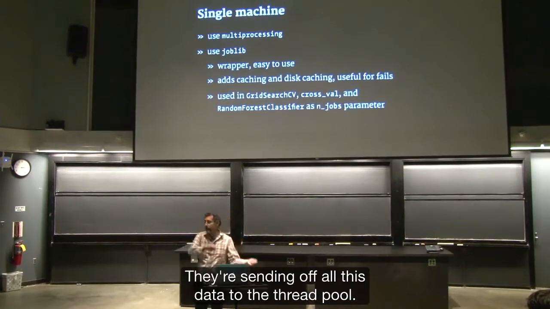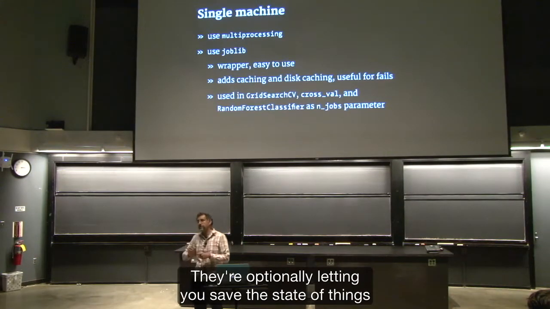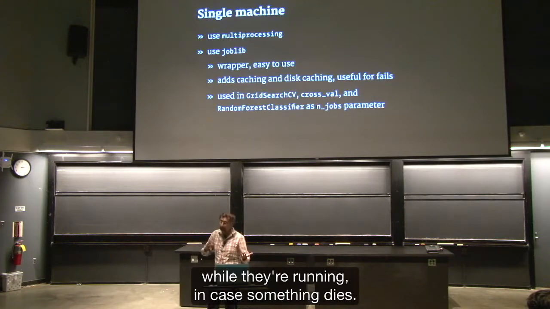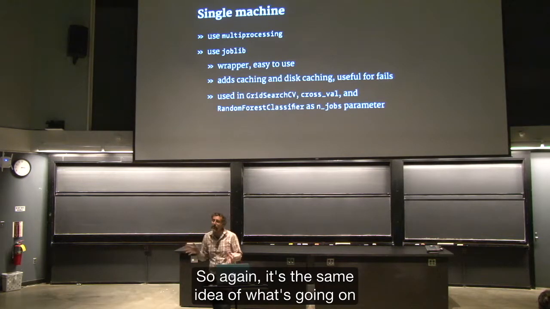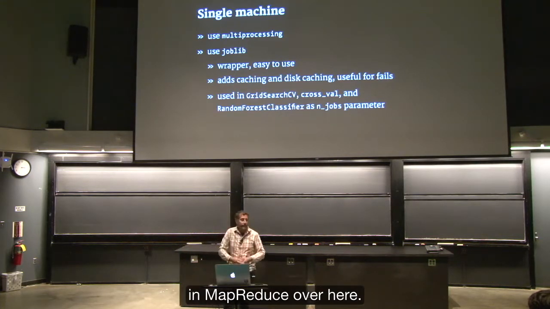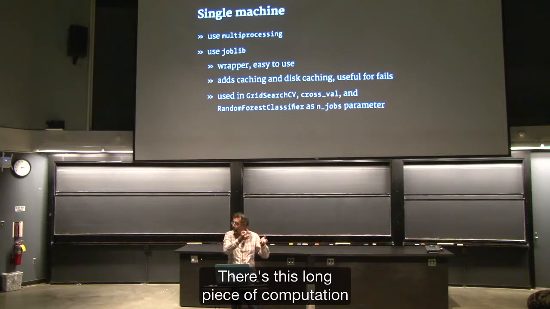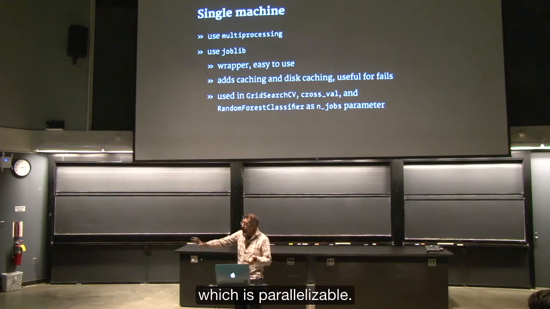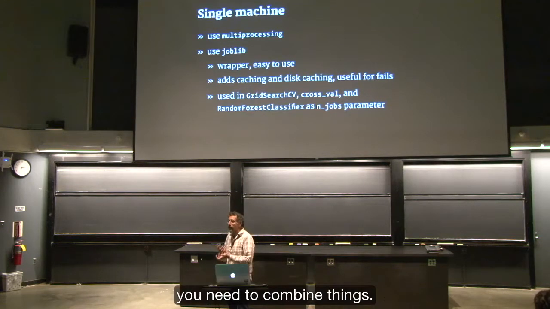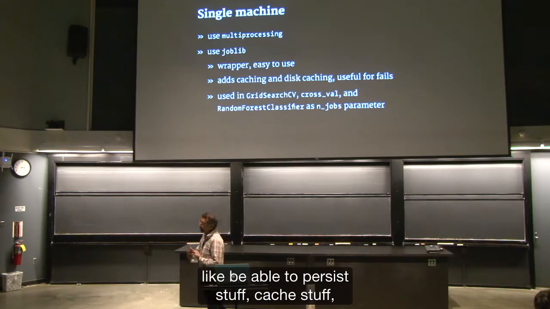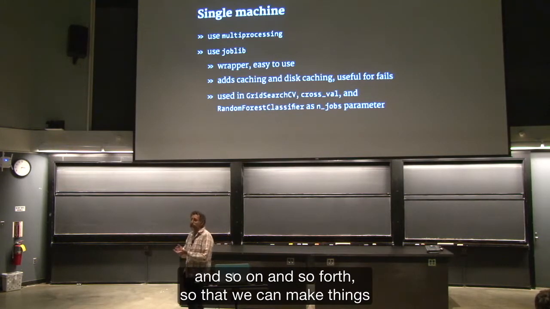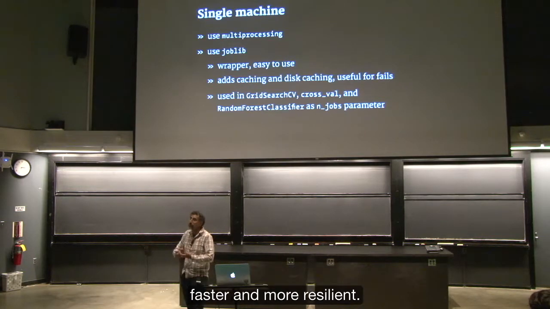They're sending off all this data to the thread pool. They're optionally letting you save the state of things while they're running in case something dies. And then you can restart and go on and so forth. So again, it's the same idea of what's going on in MapReduce over here. There's this long piece of computation which is parallelizable, but there's a step at the end where you need to combine things. And in between, we want to be able to persist stuff, cache stuff, and so on and so forth, so that we can make things faster and more resilient.